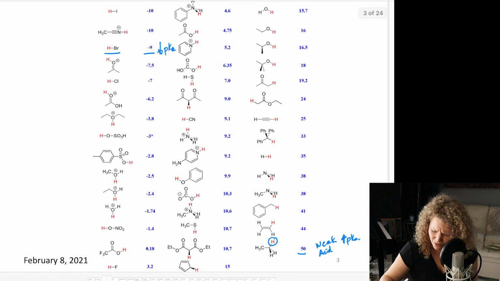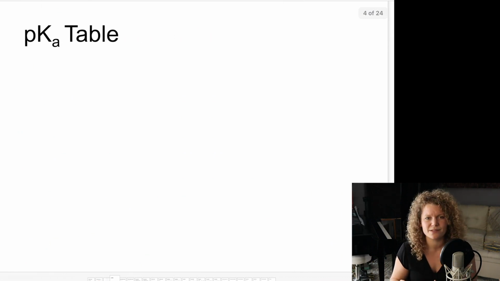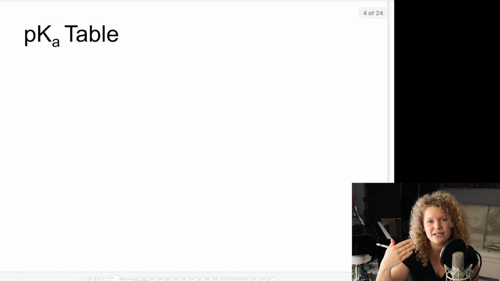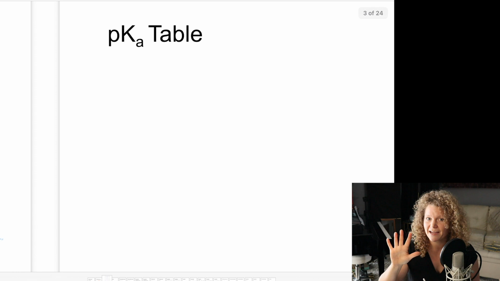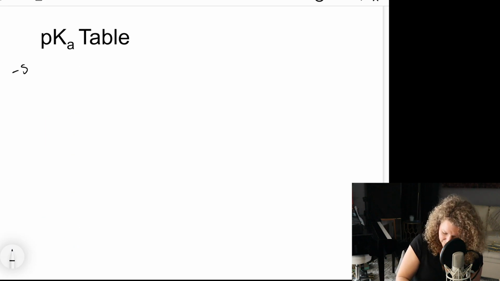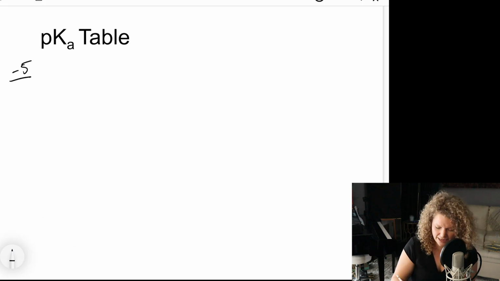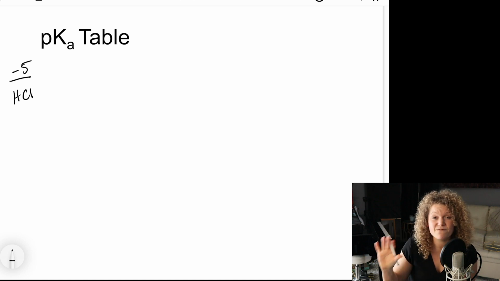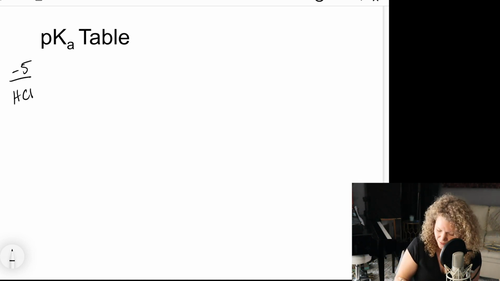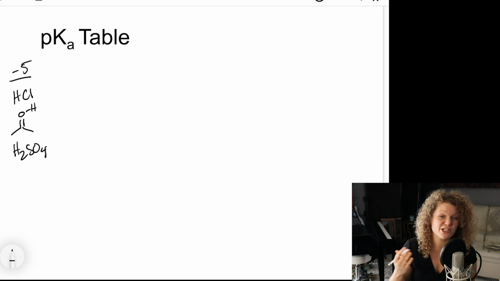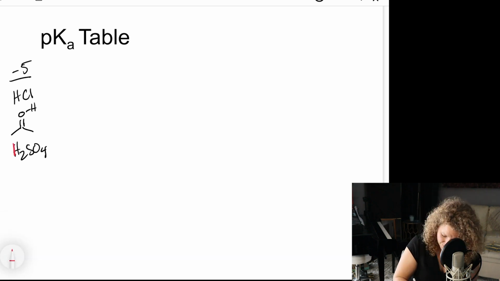What I want to do, though, is provide you with something that has a general trend of acidity, something that will allow your intuition to kick in. I like to do it based on values of 5. Let's start at -5. This is a generic scale. Something that's -5 would be very acidic. So like HCl, you could have a protonated carbonyl, H2SO4, very acidic. I'm going to highlight the protons we're talking about in red.